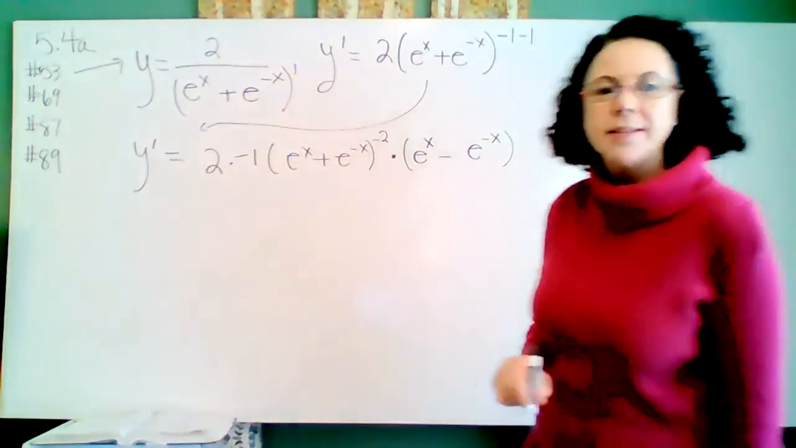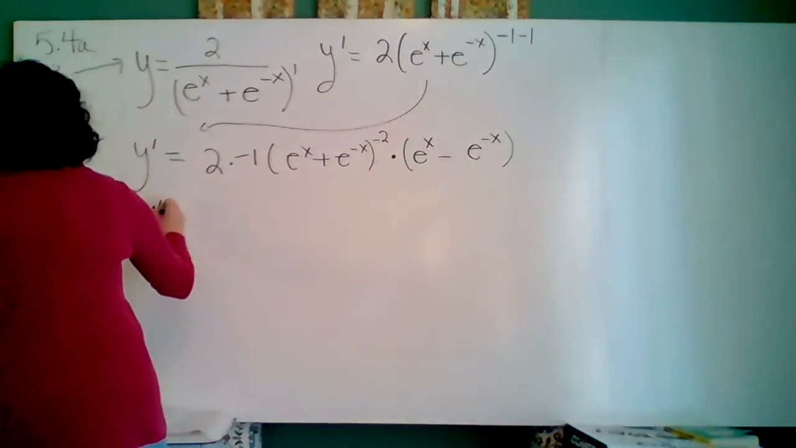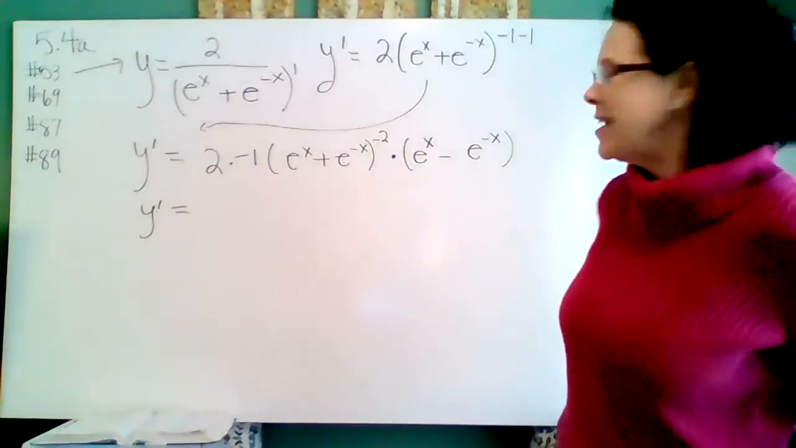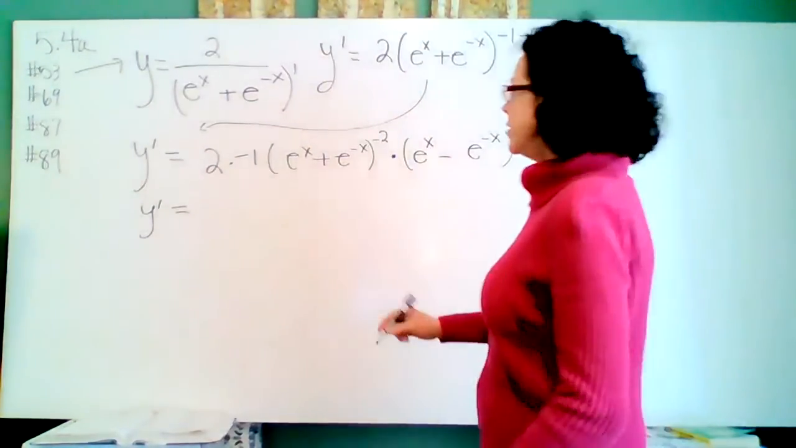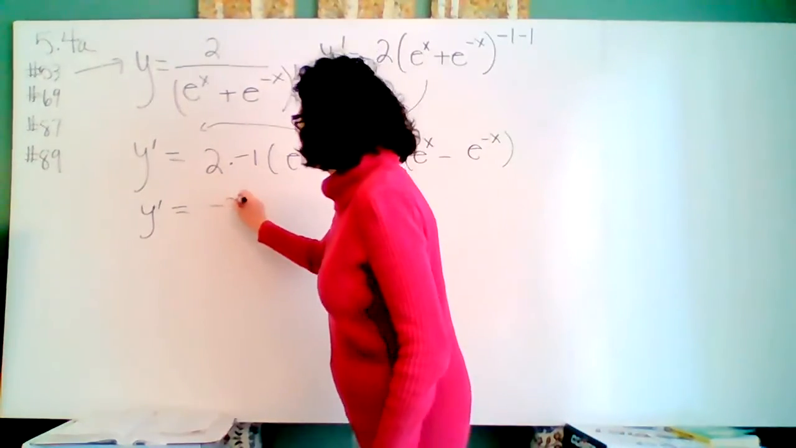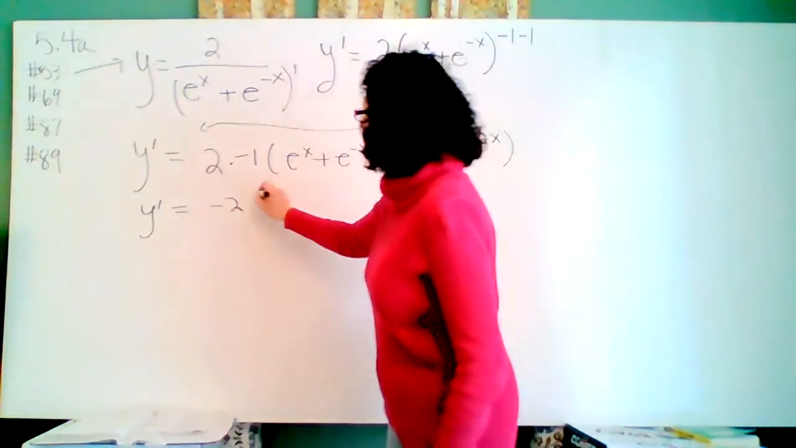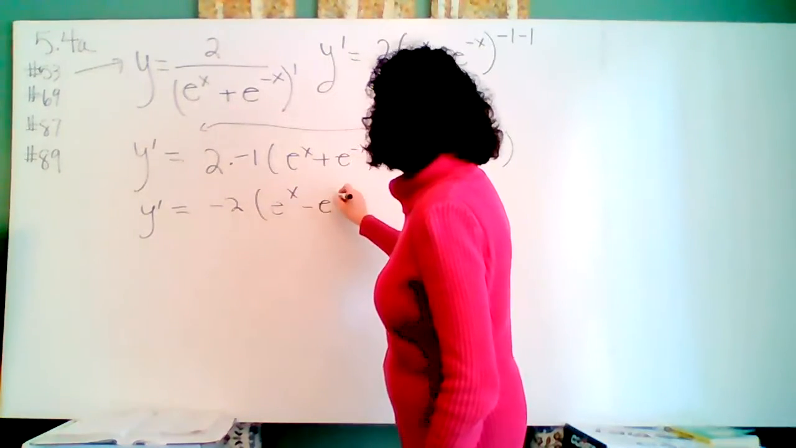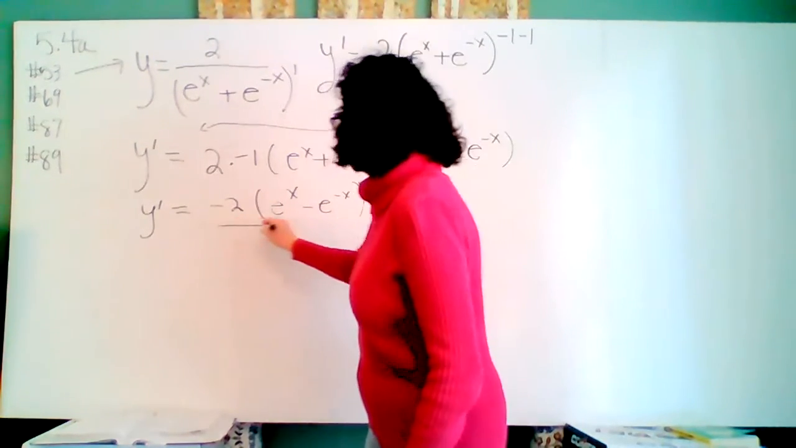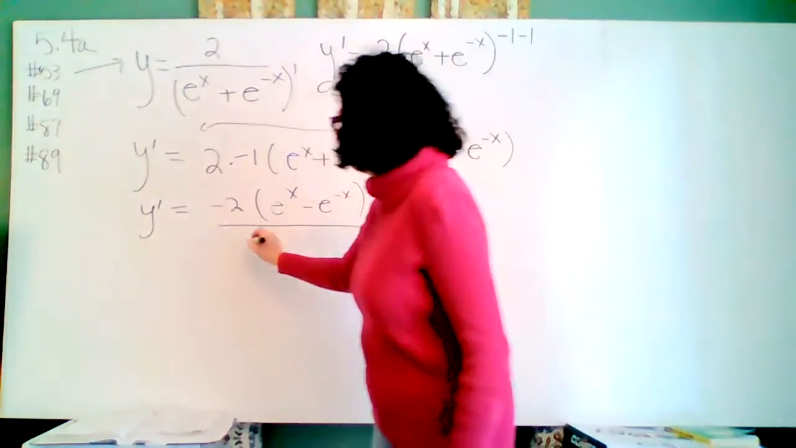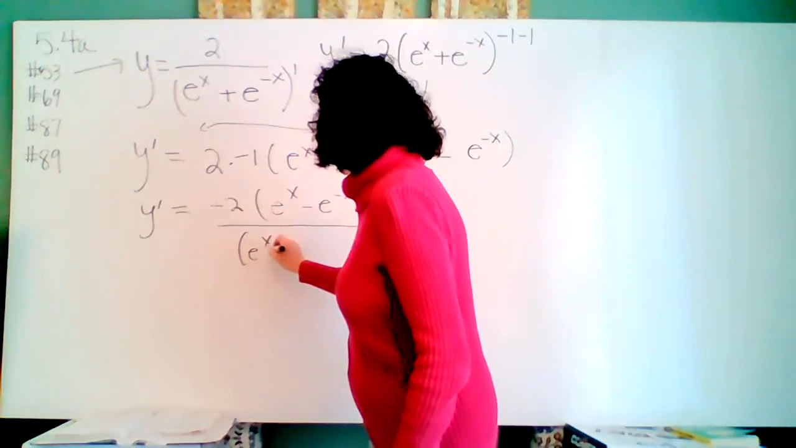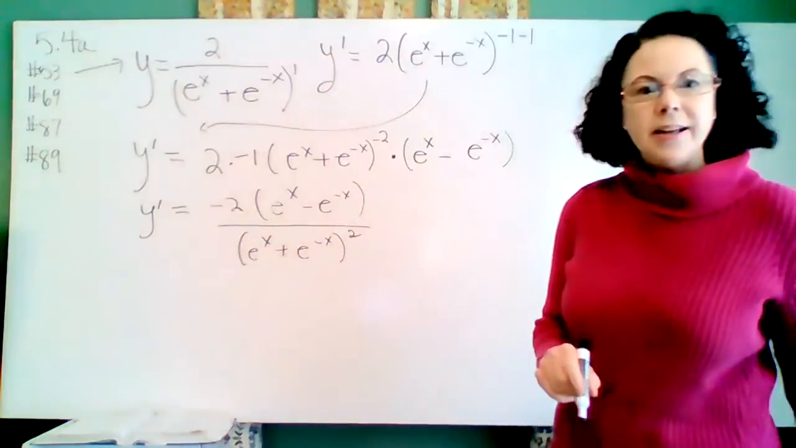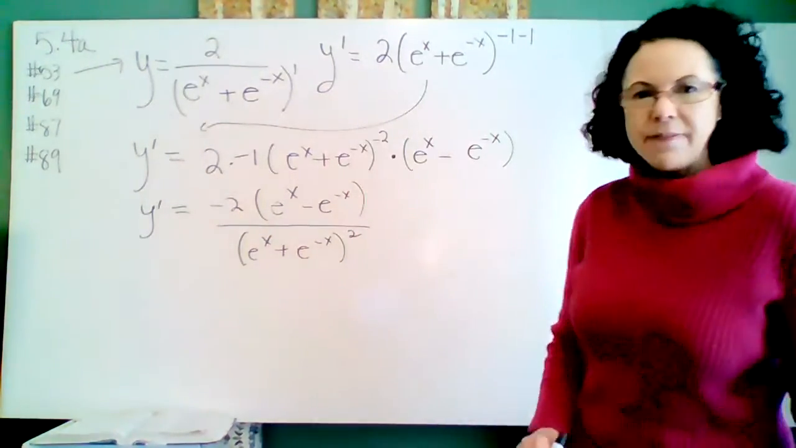There we go. I can make this look a little better by putting what's in the numerator and what's in the denominator. So in the numerator, I have a negative 2 and this expression, e to the x minus e to the negative x. And in the denominator, I have e to the x plus e to the negative x squared. So I have that this is my final answer.